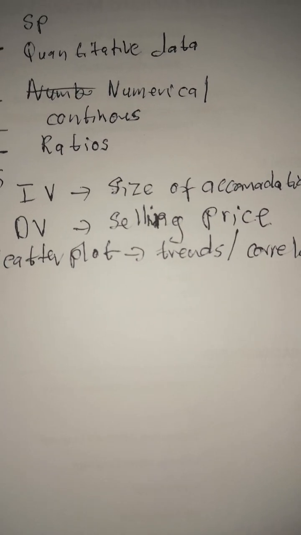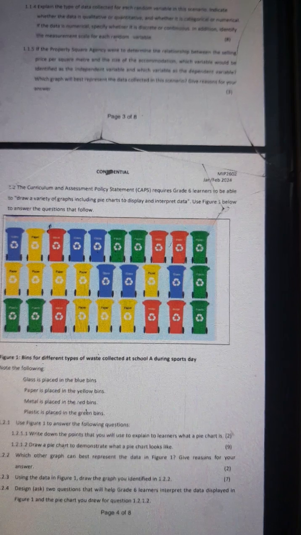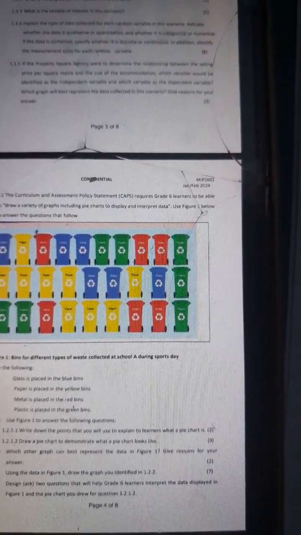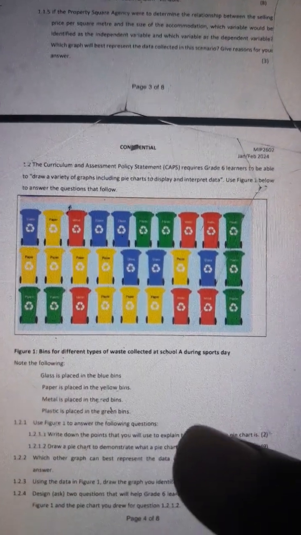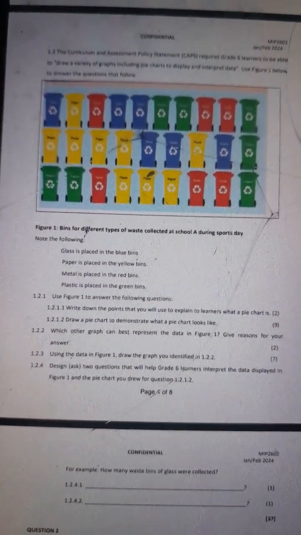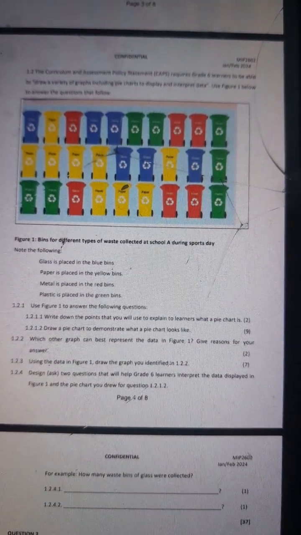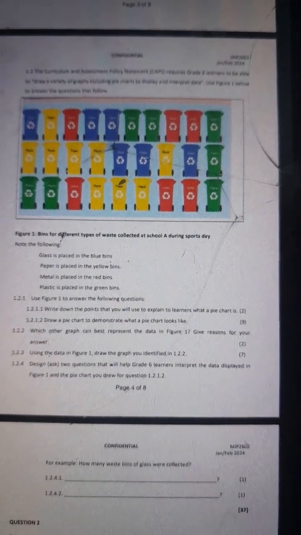Now let's go to 1.2. At 1.2, they said the curriculum and assessment policy CAPS requires grade 6 learners to be able to draw a variety of graphs, including pie charts, to display and interpret data. Use figure one below to answer the questions that follow. Figure one shows bins of different types of waste collected at school during sports day. Note glass is placed in blue bins, paper is placed in yellow bins, and metal is placed in red bins. Plastic is placed in green bins. Use figure one to answer the questions.